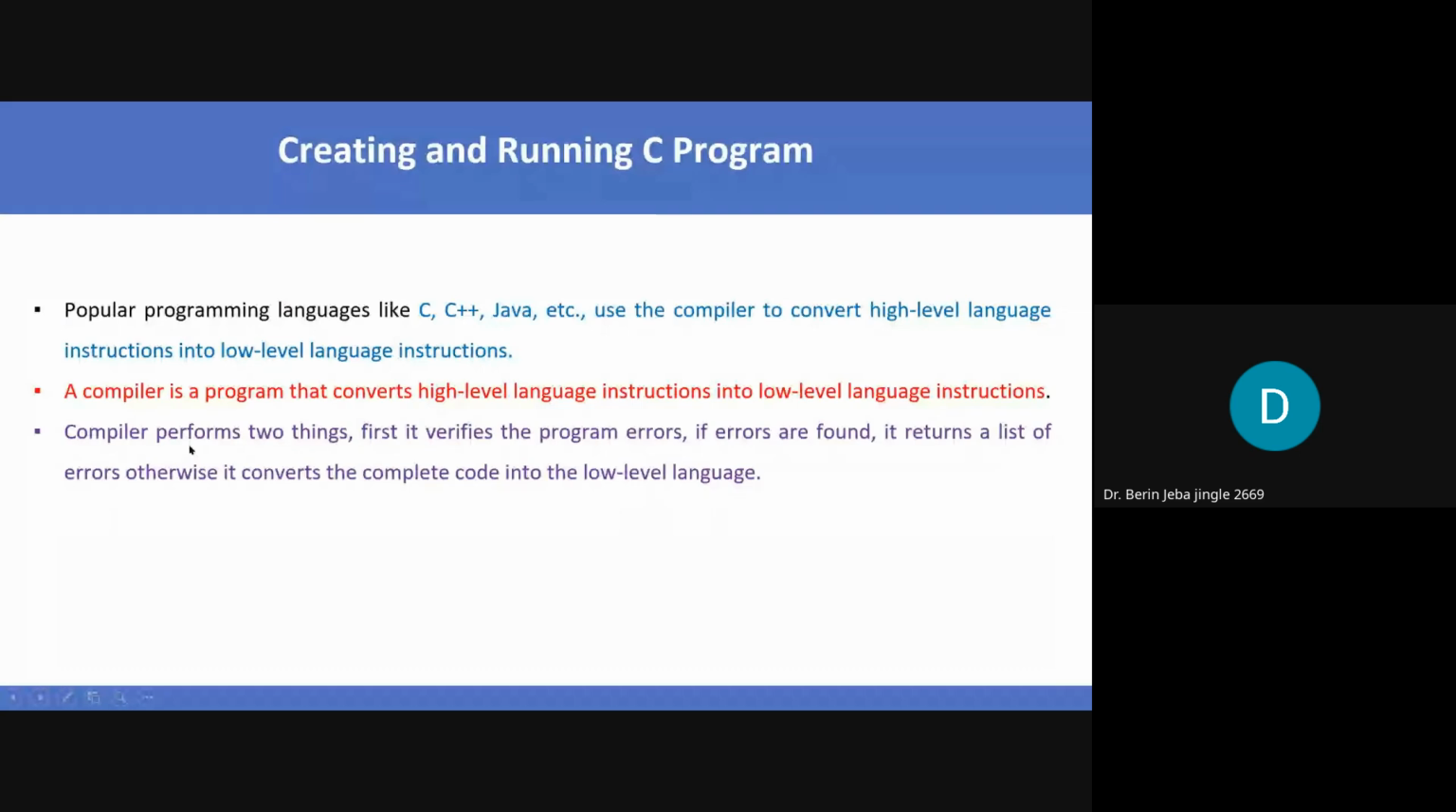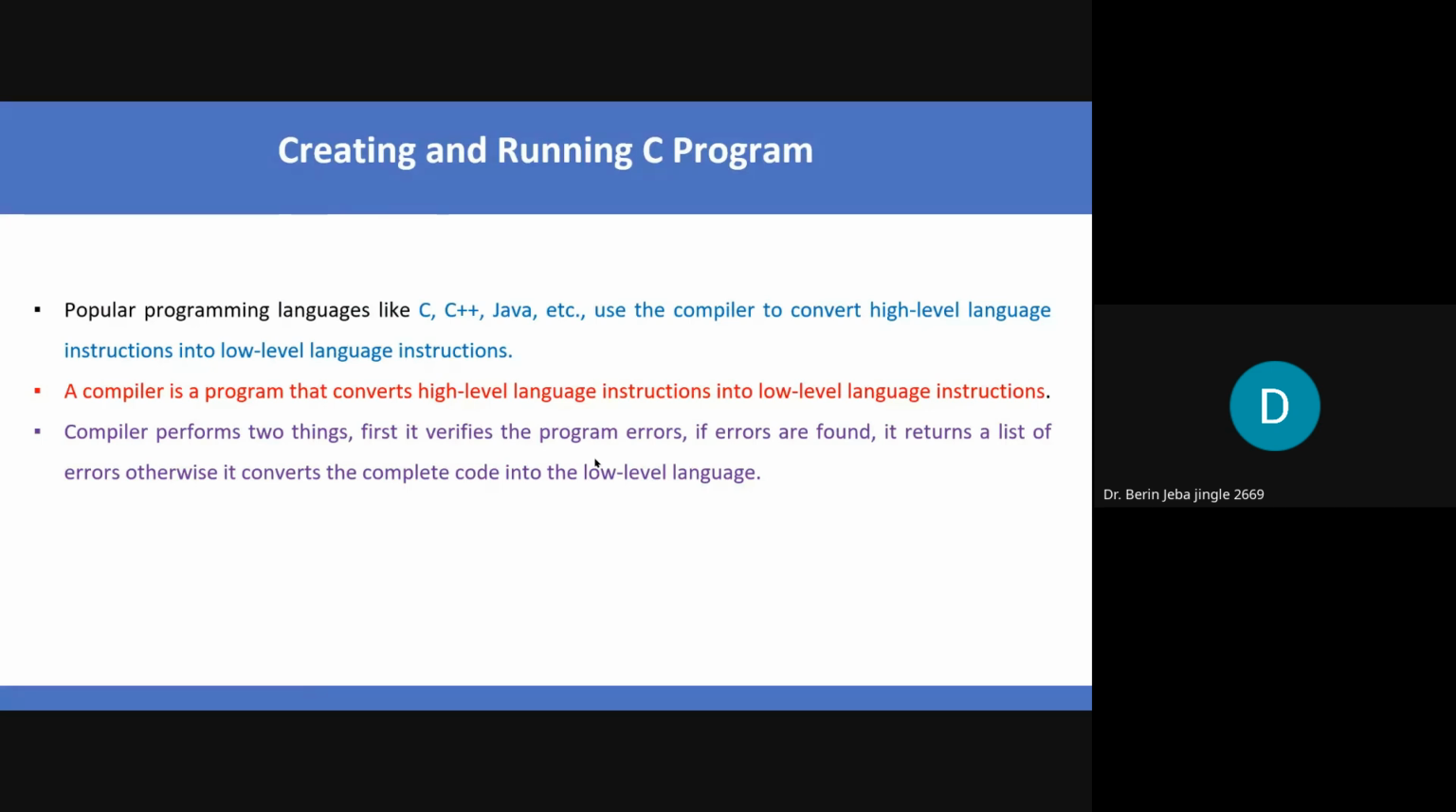A compiler does two things. First of all, it finds the errors in a program and displays the list of errors to the user. Then it converts the corrected, complete, errorless code to low level languages. Okay, that's all about the compiler.